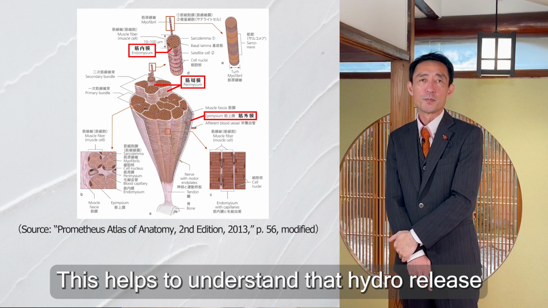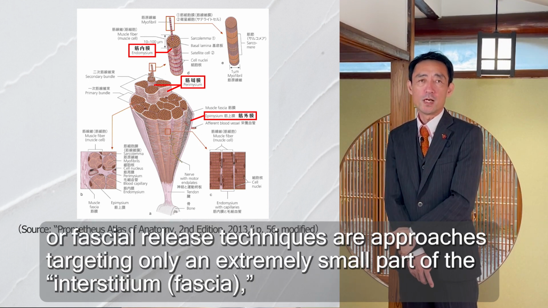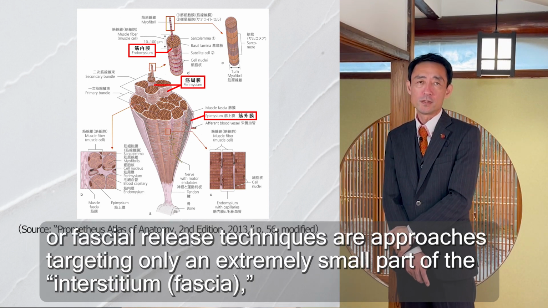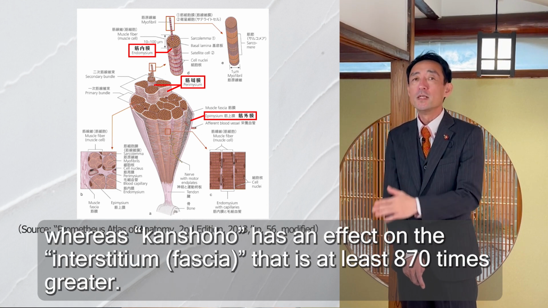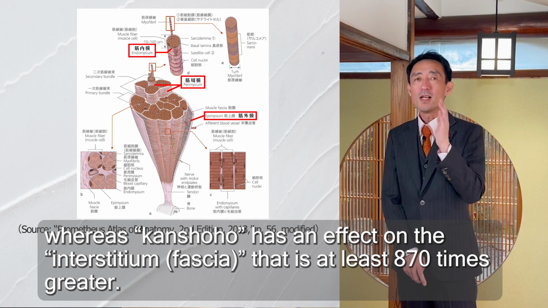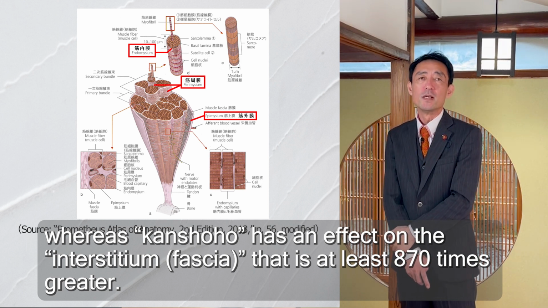This helps to understand that hydro-release or facial release techniques are approaches targeting only an extremely small part of the interstitium fascia, whereas kanshoho has an effect on the interstitium fascia that is at least 870 times greater.